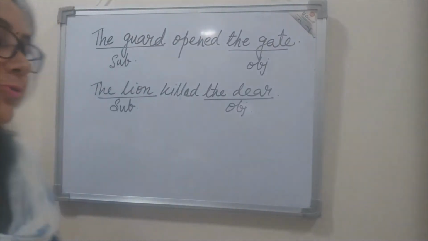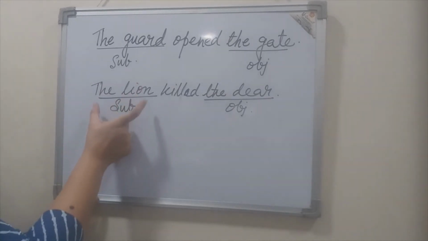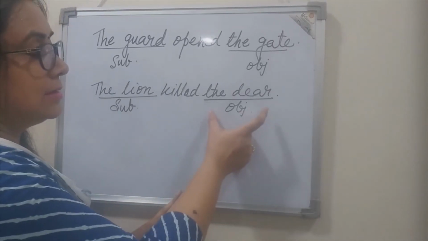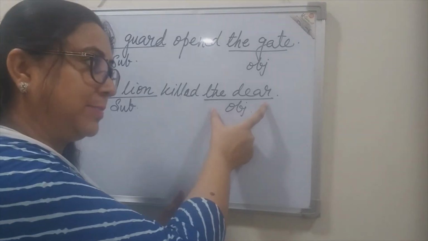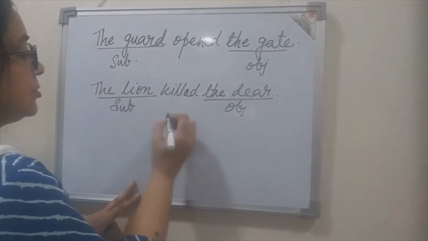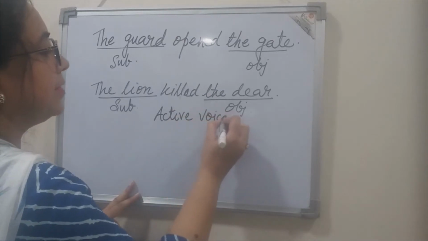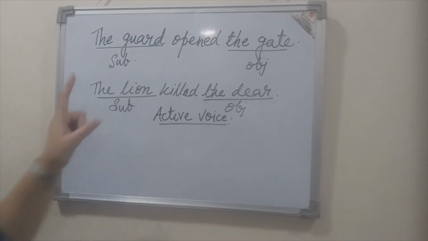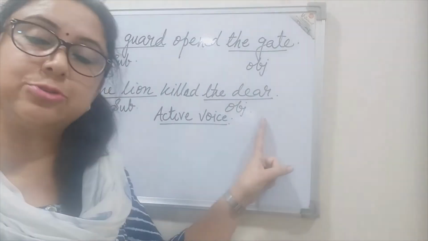Now, the point to focus is the subject, that is who is performing the action, is at the subject's place, and the receiver, that is, whoever is receiving the action is at the object's place. So, if this is the structure, then the verb is said to be in active voice, right? That means the performer at the subject's place and the receiver at the object's place. I hope this much is clear to all of you.